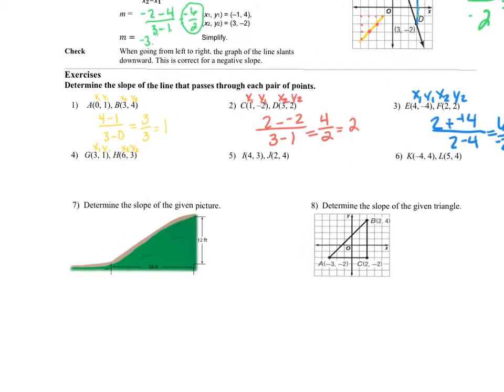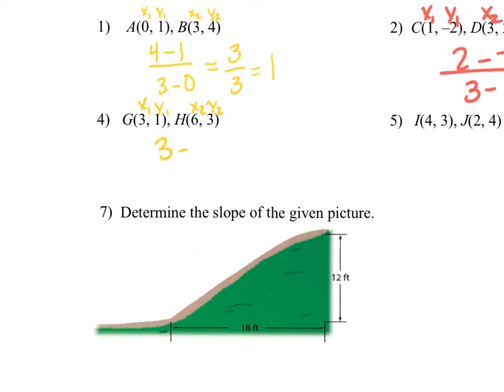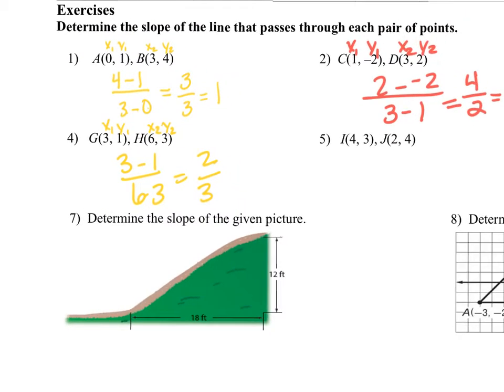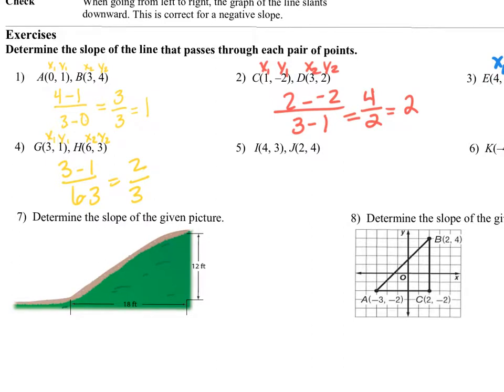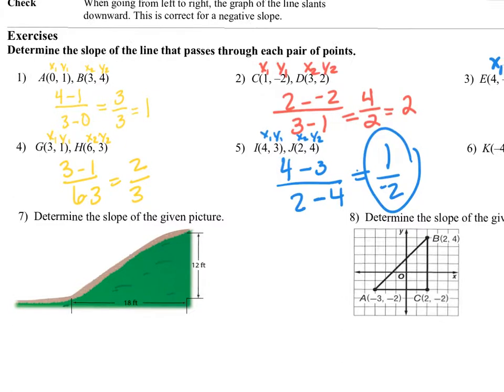Okay, let's look at it real quick. You should have 3 minus 1 over 6 minus 3. It's 2 over 3, and that's simplified as good as it's going to go. Okay, so let's do it right here. Label your points. x1, y1, x2, y2. And do y2 minus y1 over x2 minus x1. 4 minus 3 is 1. 2 minus 4 is negative 2. It's negative 1/2. And that's simplified.